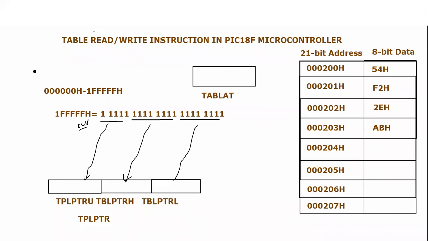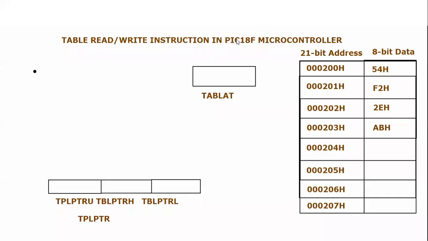Okay, this is one thing. Now we will use some example. For that purpose, let me clear the screen. Now let's say I want to point to this very first address. This is a portion of program memory. This column indicates the 21-bit address, and their respective content is shown in the other column. So let's say we want to point to this address with the table pointer.